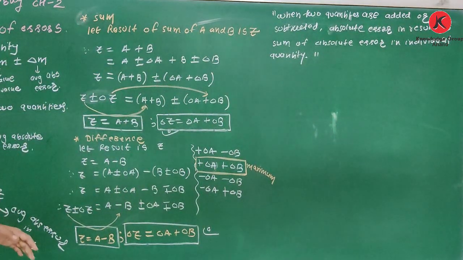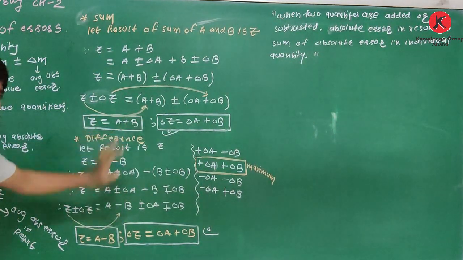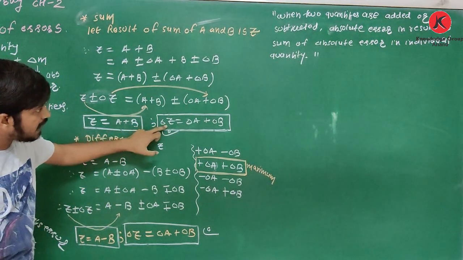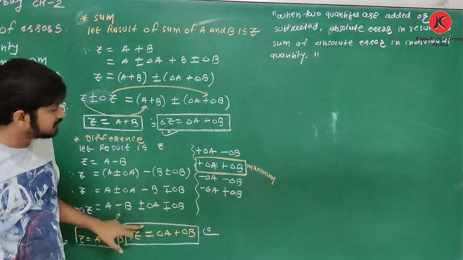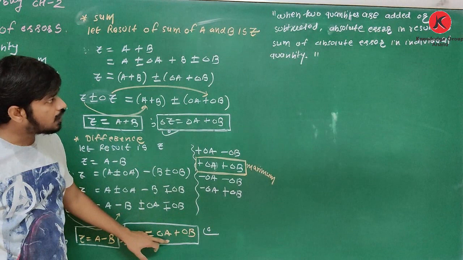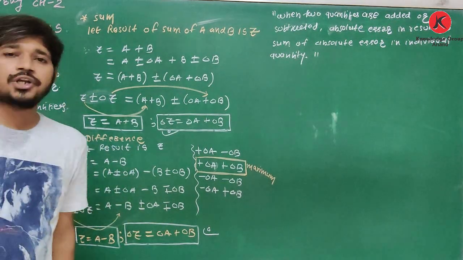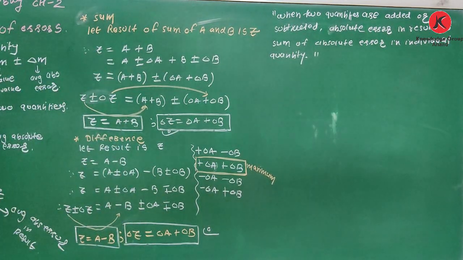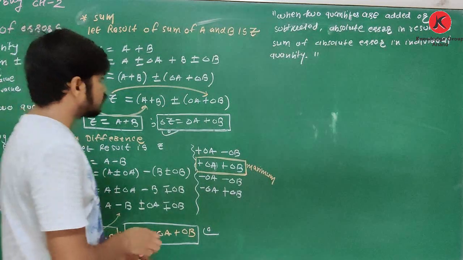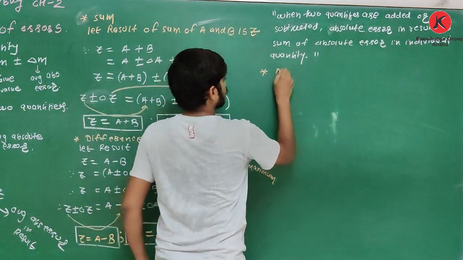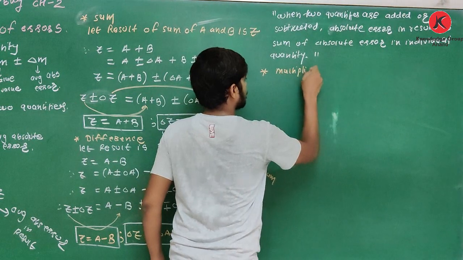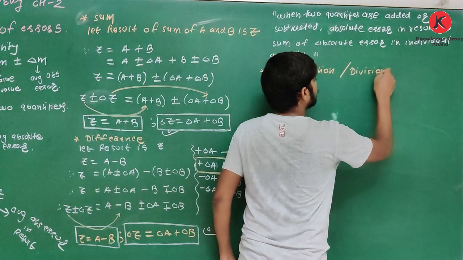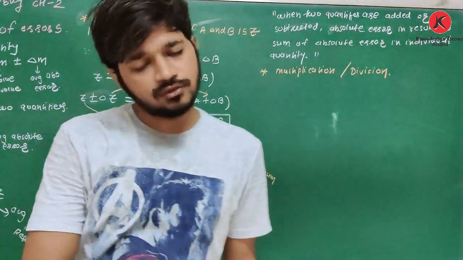When two quantities are added, z is equal to a plus b, or z is equal to a minus b, when two quantities are added or subtracted, absolute error in the result is the sum of absolute errors in the individual quantities. Clear about this? So yes, this first point is for sum and difference. Now the second point is for multiplication or division. Yes, we will prove here for multiplication. For division we will accept it.